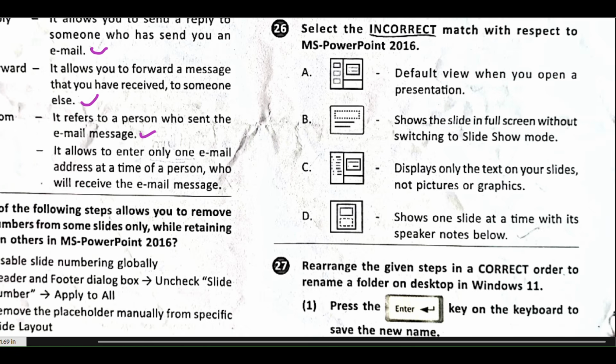Question number 26. Select the incorrect match with respect to MS PowerPoint 2016. A. Default view when you open a presentation. This is correct. B. Shows the slide in full screen without switching to slideshow mode. This is again correct. C. Displays only the text on your slide, not pictures or graphics. No, this is wrong.